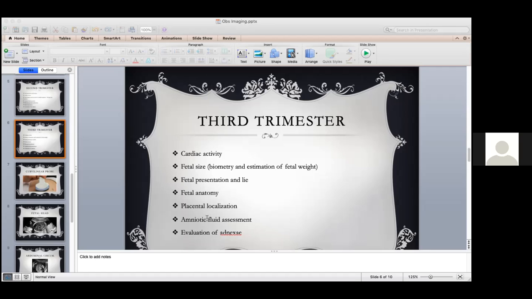Then you want to assess how is the fetus lying. Is it in a cephalic presentation? Is it in breech presentation? Is it in a transverse lie? You want to inform the clinician the position of the fetus.